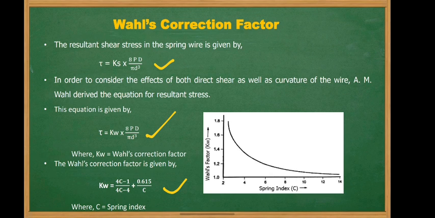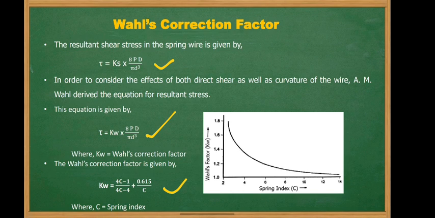Wahl's correction factor basically consists of two sub-factors such that Kw is equal to Ks multiplied by Kc, where Ks is the stress factor due to shear and Kc is the stress factor due to curvature. So when we have to consider the effect of curvature in the spring wire, we need to consider Wahl's correction factor.